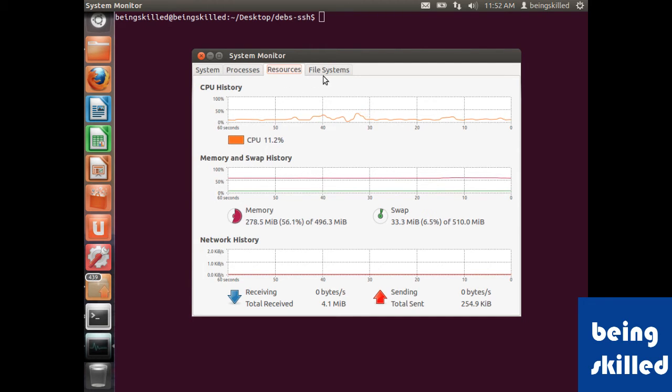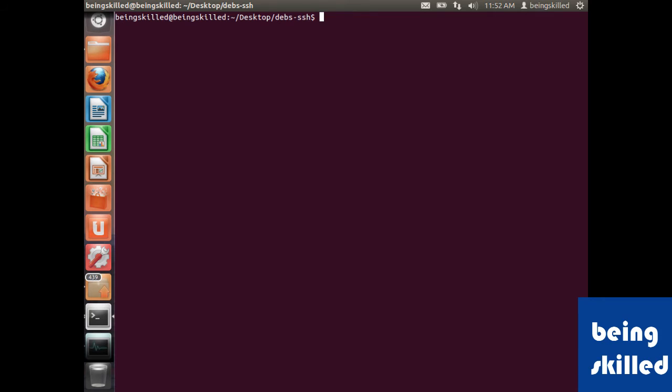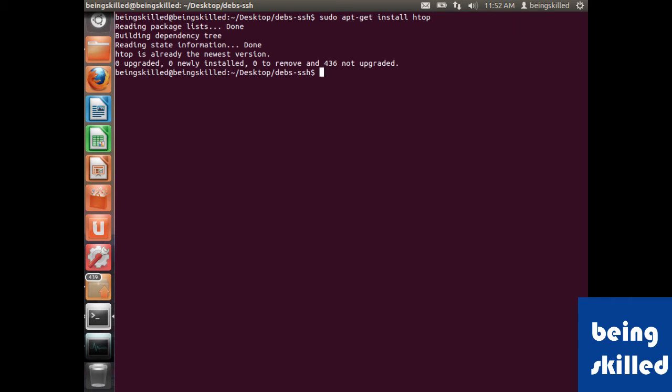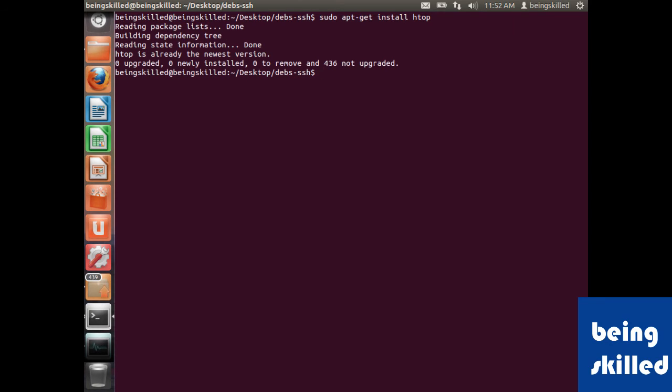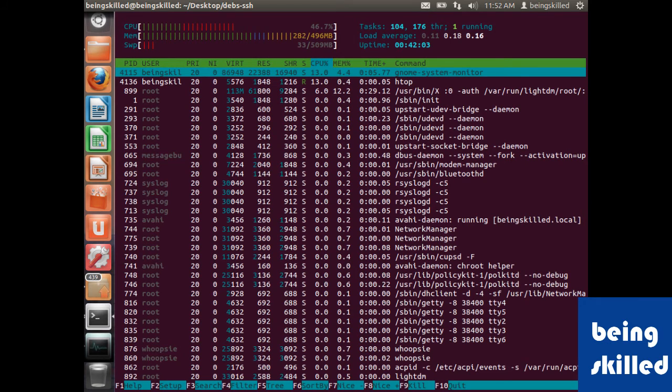Since it is GUI based, it requires lots of RAM usage and processing capacity of the CPU. So what we'll do is install a terminal based utility which is called htop. So we'll install it. Since it is already installed in this system, all we need to do is run it.